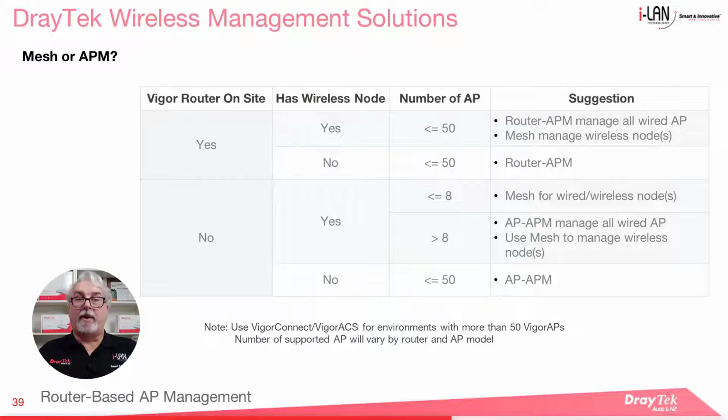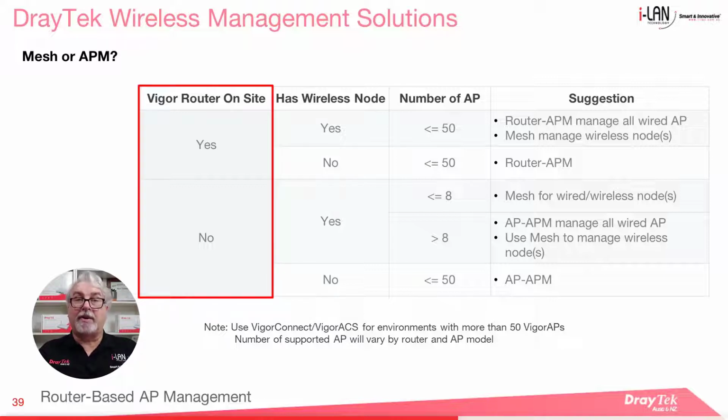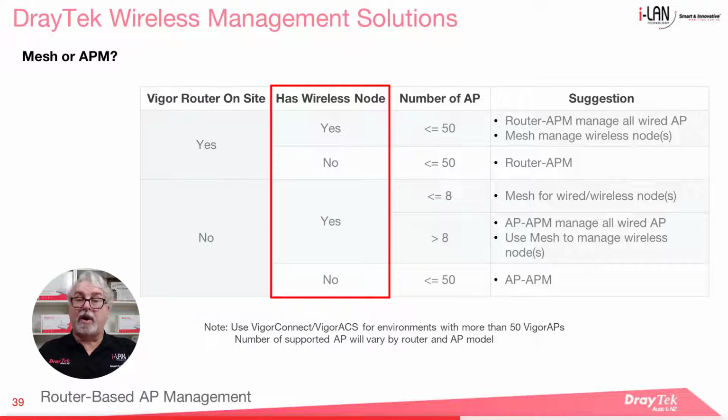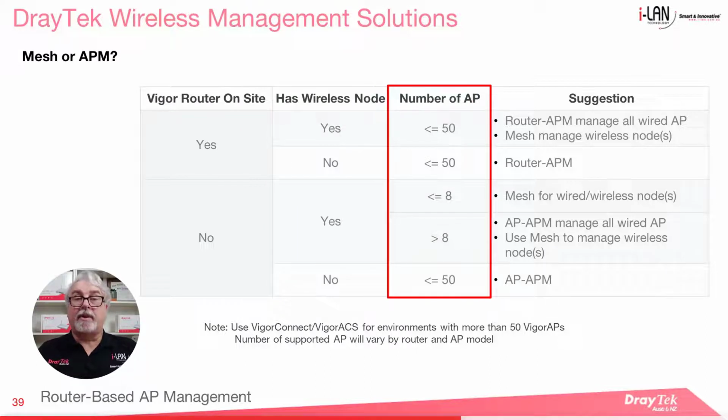When setting up a Wi-Fi network, you might wonder whether to use a Wi-Fi mesh or access point management to manage and monitor the network. In the table shown here, I've listed some criteria to use for that decision. Firstly, is there a VIGA router on the site that can be used to manage the Wi-Fi network? Next, do we need to manage the wireless mesh nodes? Also, look at the number of access points to manage.